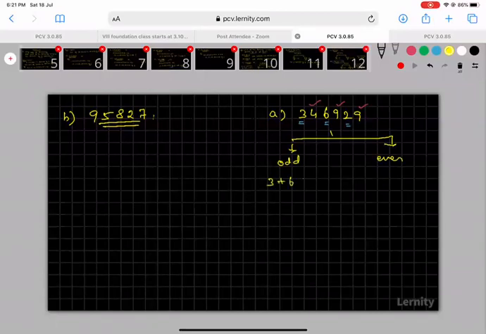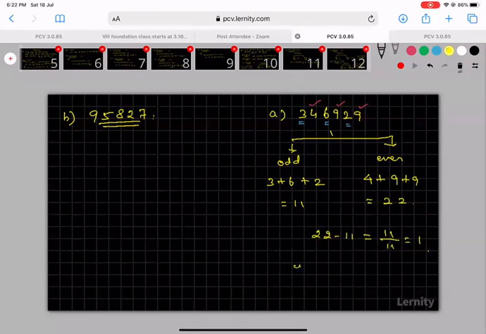3 plus 6 plus 2. So I am getting 11. So even places, 4 plus 9 plus 9. So I am getting 22. Okay, here the difference is 22 minus 11 is equal to 11, 11 by 11 is equal to 1. So it is divisible by 11.